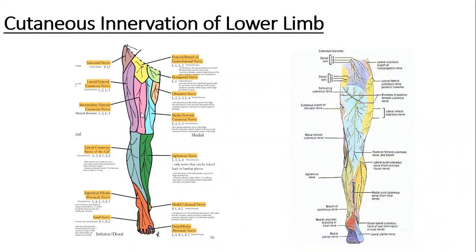Then in the middle, we have a strip of skin supplied by the intermediate femoral cutaneous nerve. And then medially, we have two strips of skin. The upper middle third of the thigh medially is supplied by the obturator nerve, and the rest of the skin on the medial and lower inner medial side of the thigh is supplied by the medial femoral cutaneous nerve.